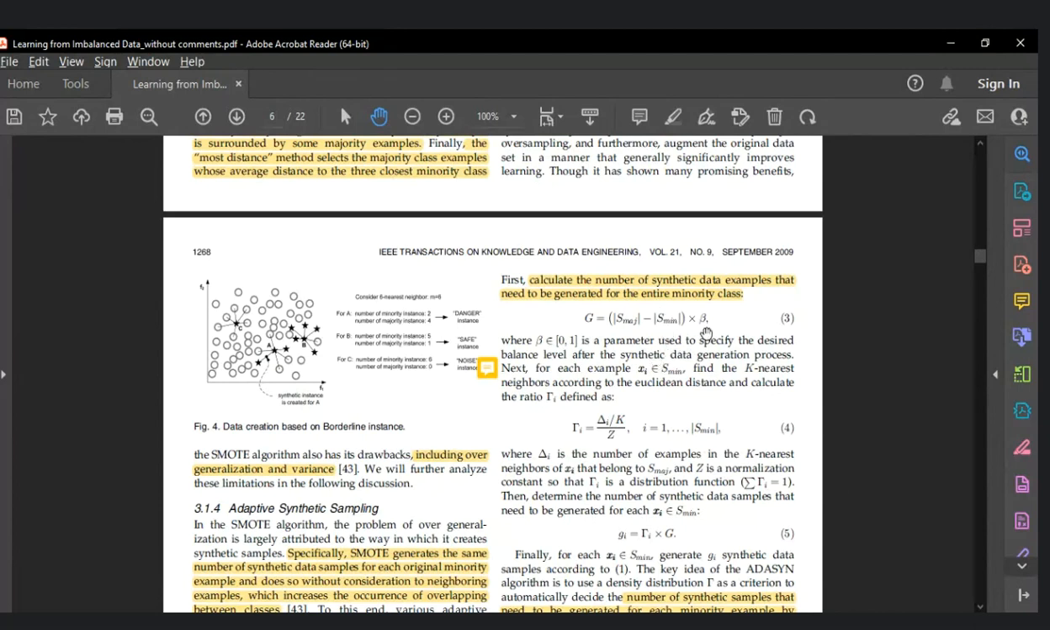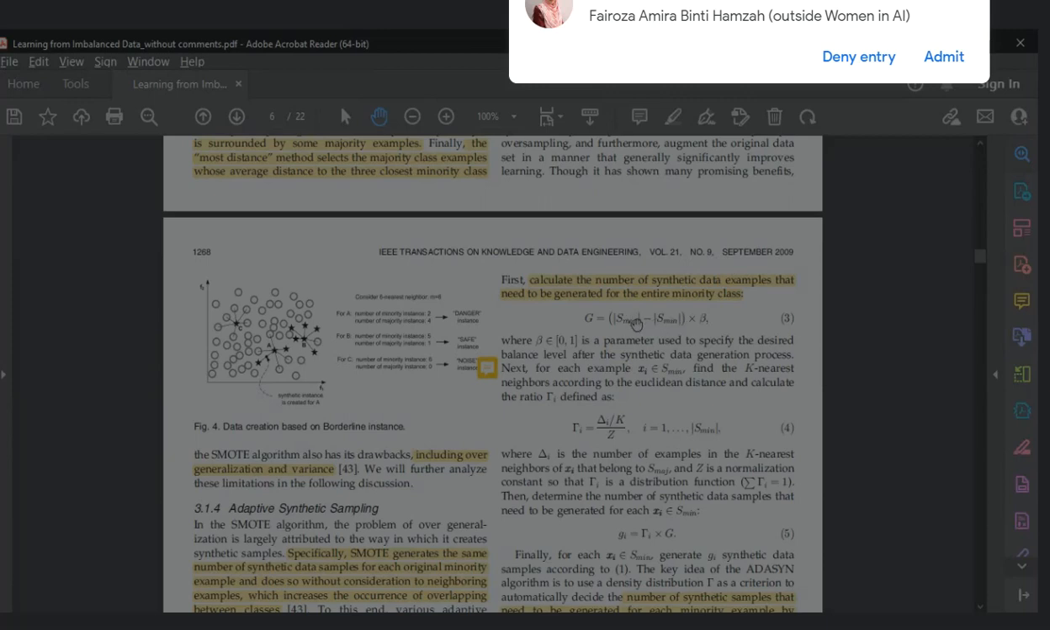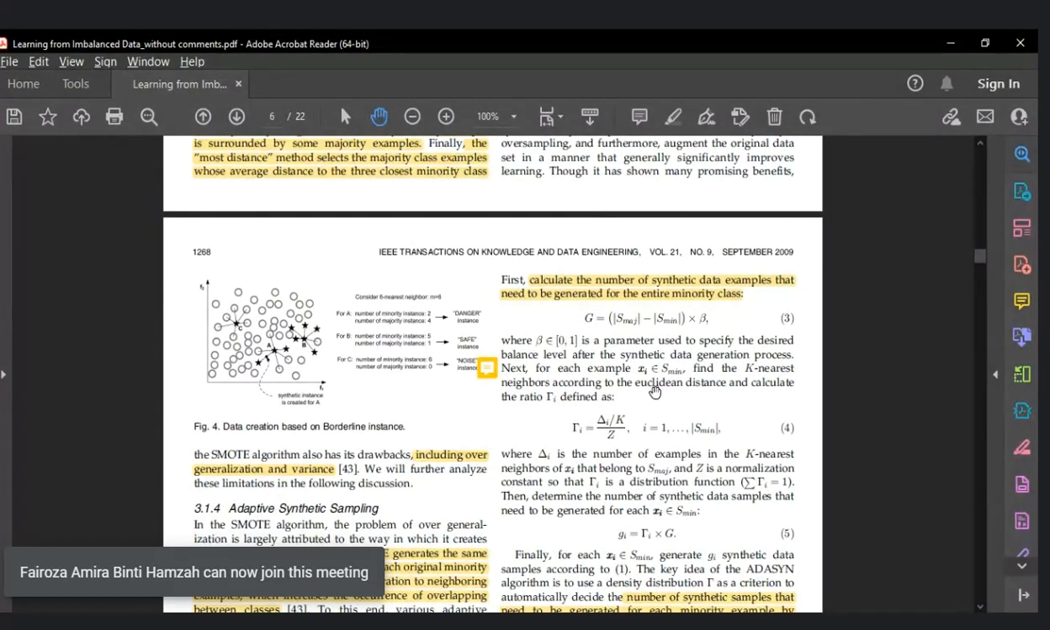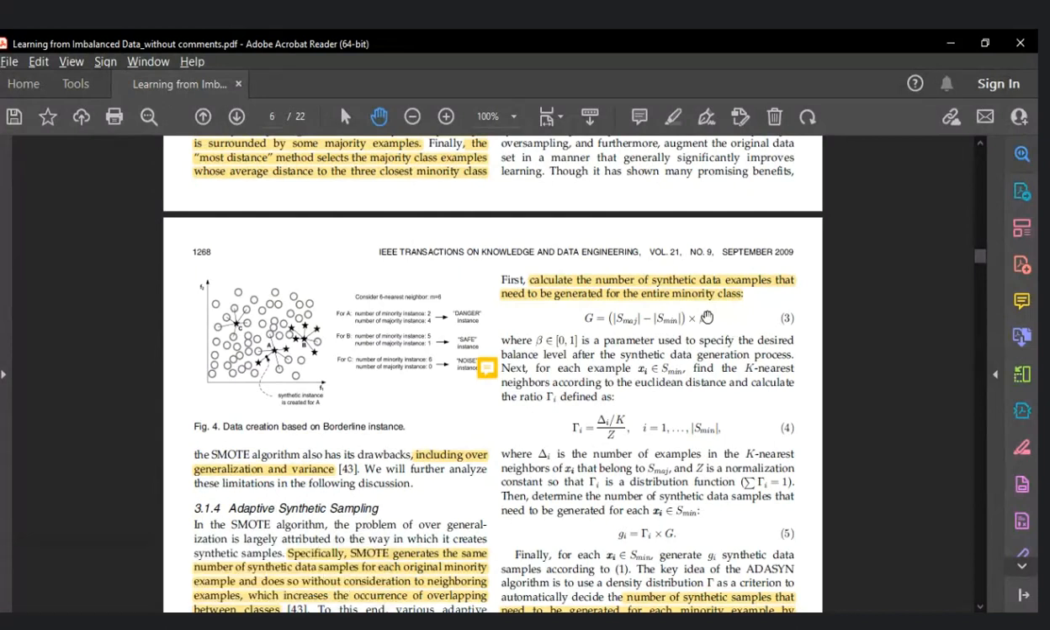So what in here is that this is calculating the number of synthetic data examples. So we want to generate this many synthetic data. So the difference between how many majority class examples we have minus how many minority class examples we have, times a hyperparameter here, which you can tune. That's something you can play around with. It depends on how many synthetic data examples you want to generate. If you provide a higher value for this, you'll generate a lot more synthetic minority class data. If you provide a lower value, you will create less, obviously.